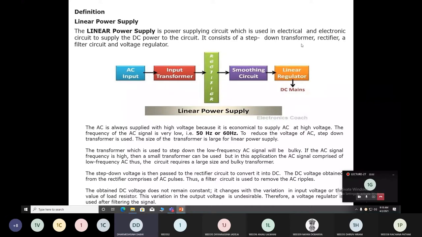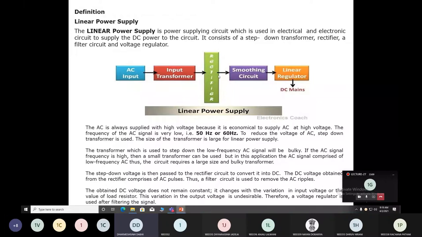consists of the step down transformer, rectifier, filter circuit, and voltage regulator. You can see in this single line diagram, there is an input voltage. Assume that this is a 230 volt 50 hertz AC. This 230 volt 50 hertz AC is first converted into a low voltage AC by using the step down transformer, and then the step down AC voltage is converted to DC by using the rectifier.